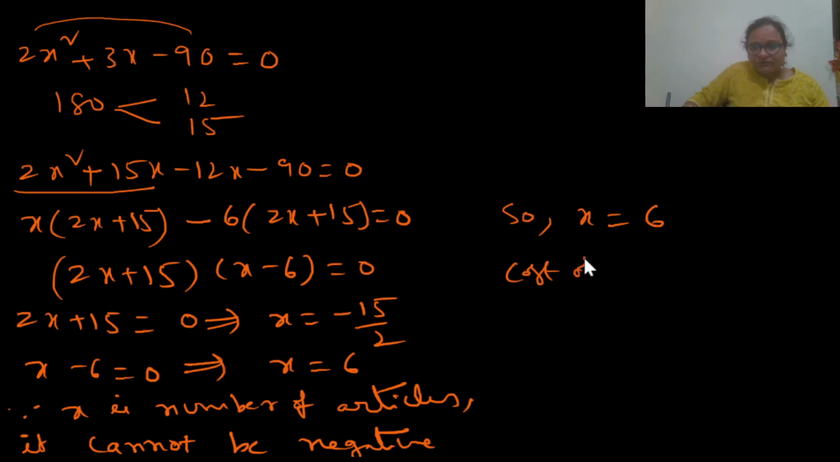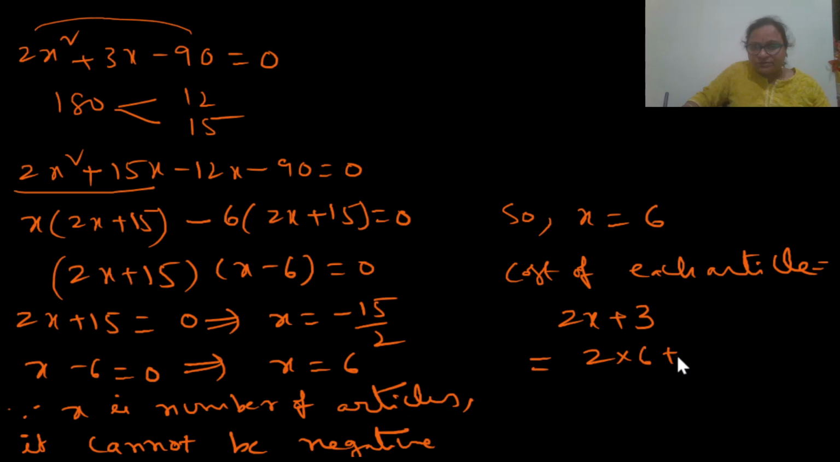Cost of each article is equal to 2x plus 3. That is equal to 2 into 6 plus 3. 12 plus 3, and that is rupees 15. Cost of each article is 15 rupees and number of articles are 6.